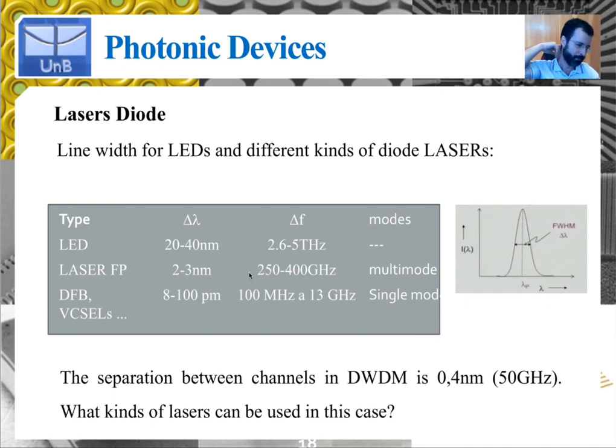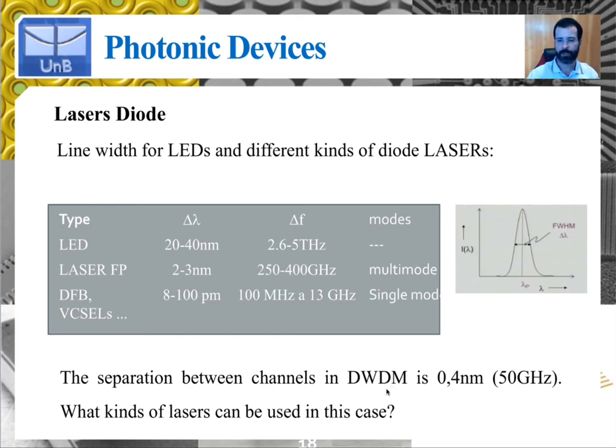So just to have an idea of the importance of these parameters presented, the line widths and the modal characteristics in this table, we can recall that the separation between different channels in a DWDM system is 0.4 nanometers, which is 50 gigahertz. And therefore a question arises, which is what kinds of lasers could we use in such a system?